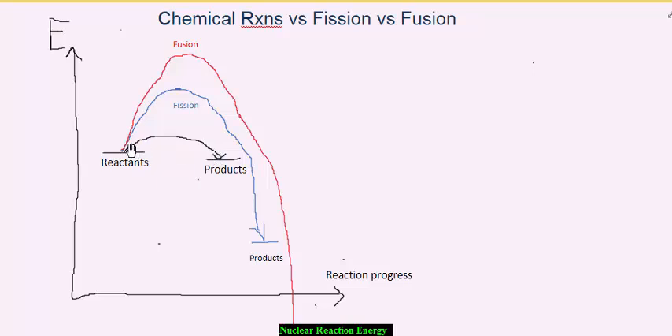But the main point here is that in a chemical reaction, where only electrons are moving around and the nucleus isn't touched, you have a lot less energy that you need to put in and a lot less energy that you get out compared to a fission reaction. So you need more energy to make a fission reaction start, but the products are much lower in energy than the reactants, and you get a lot more energy out. So this is why nuclear power plants are so powerful.